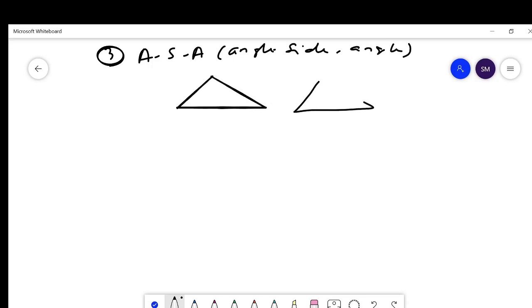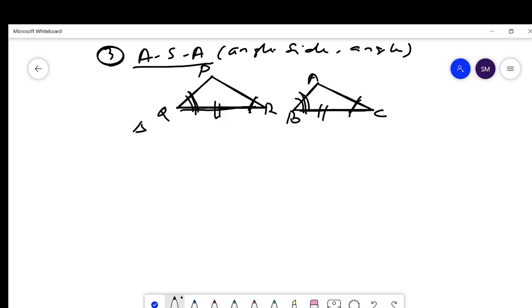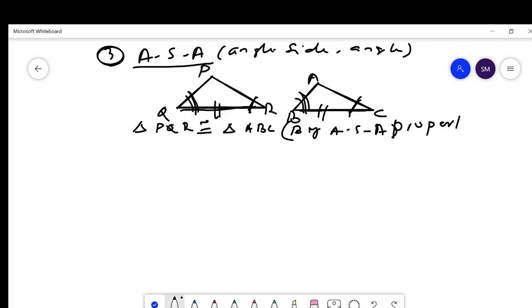Suppose PQR and ABC are two triangles given, and the condition given is angle Q is equal to angle B and angle R is equal to angle C. If the measure QR is equal to BC, then by the angle side angle property, ASA property, triangle PQR is congruent with triangle ABC.